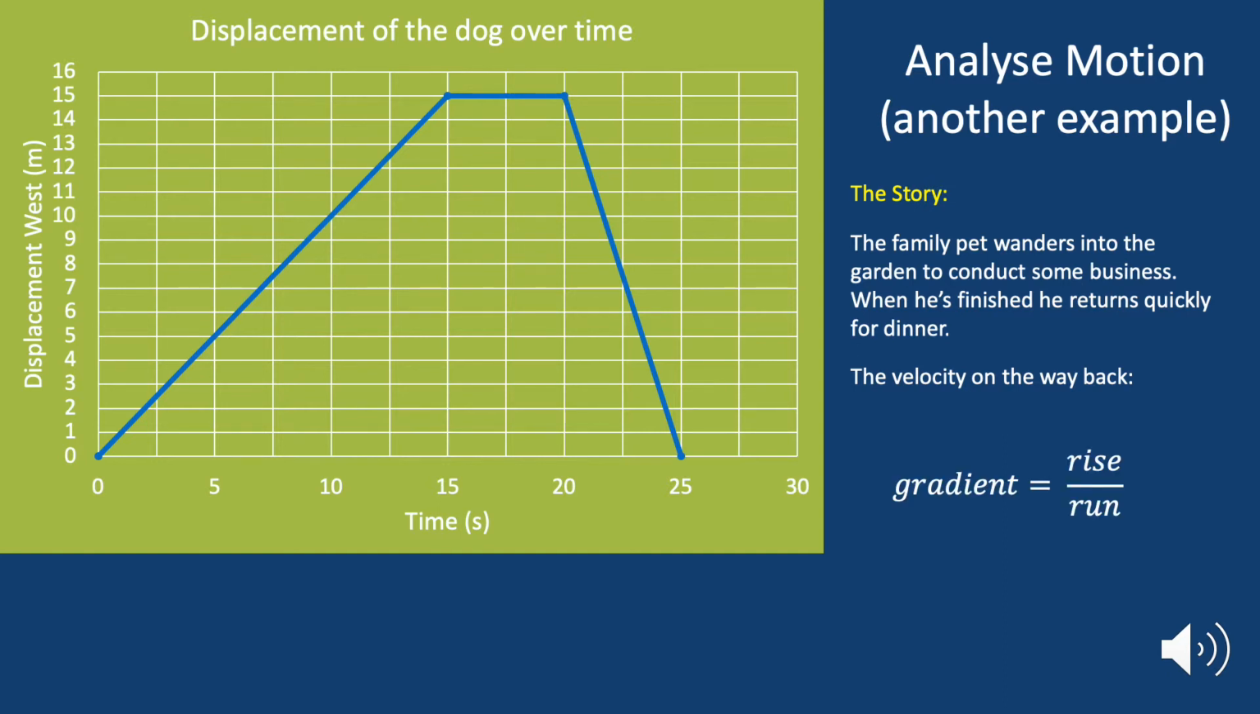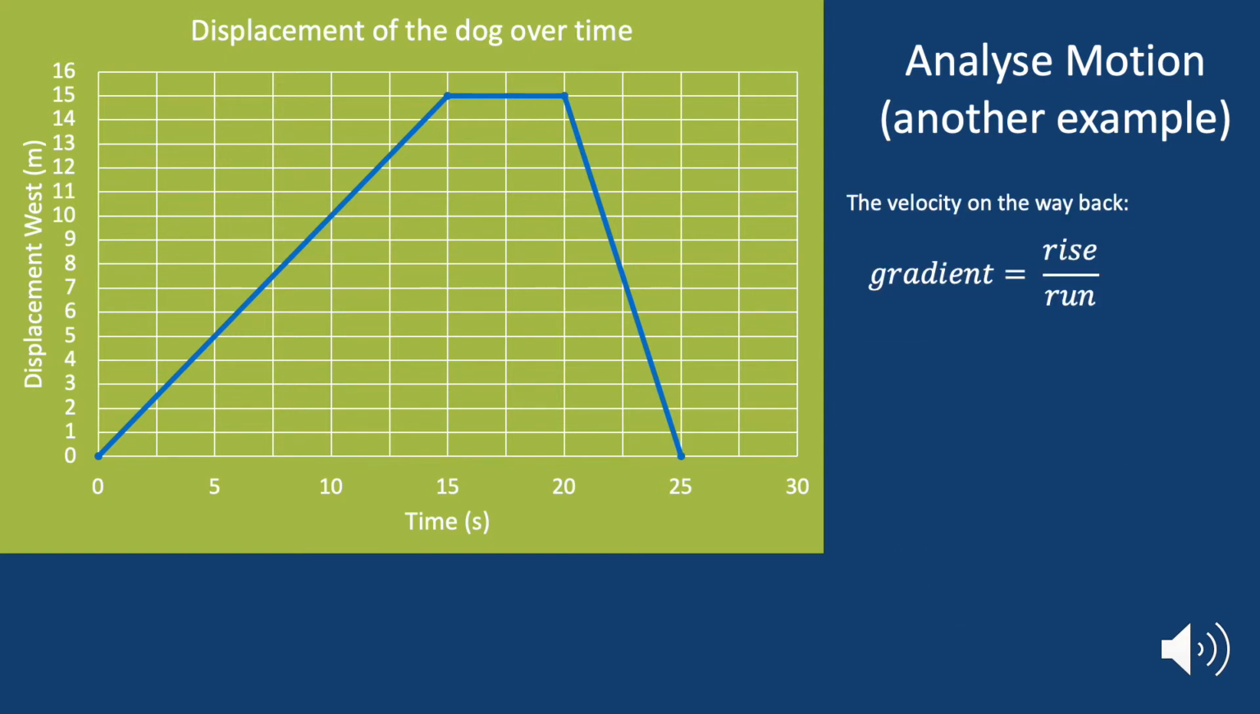Gradient equals rise over run. Now this is for the part of the graph we read at 20 seconds to 25 seconds, where the graph is sloping downwards. The graph does not rise. From 20 to 25 seconds, it doesn't rise, it actually falls. What does this mean? How do we interpret this? Remembering that up until now, we've just been talking about displacement in the west direction. Now we see that it appears that our dog is actually returning to its point of origin.